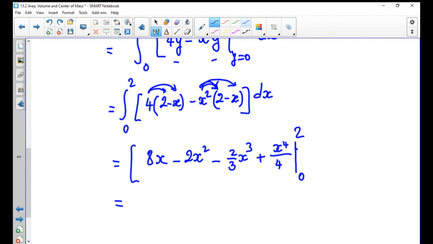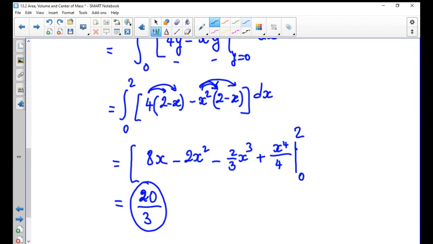At 0, it's 0, obviously. So you just calculate it at 2, and the final answer, I think, is 6.666, etc., or 20 over 3. Of course, make sure that because we are calculating a volume here, your answer should always be a positive number. Because a volume is, of course, a positive thing.